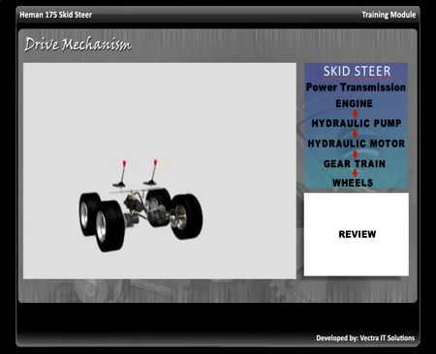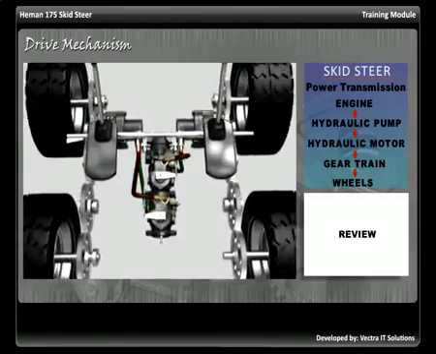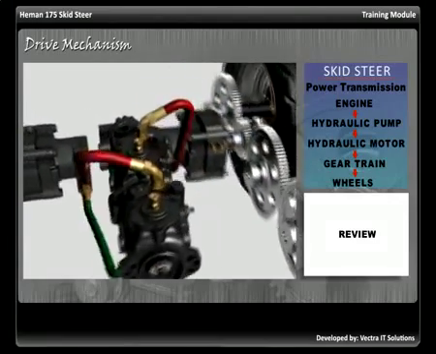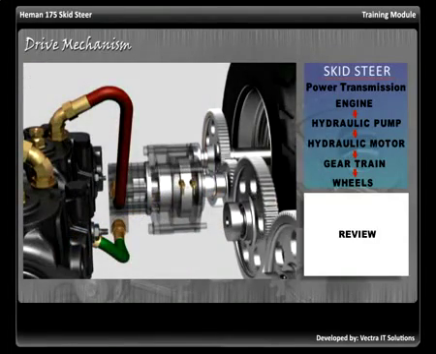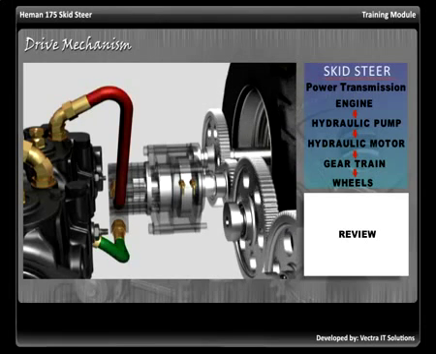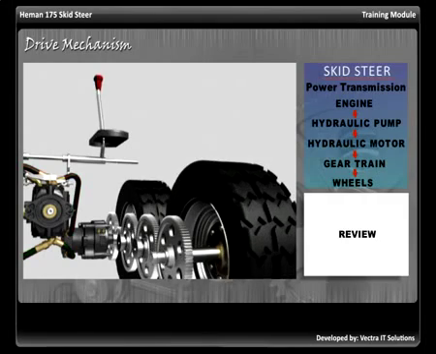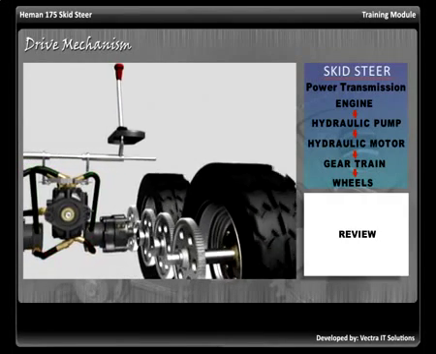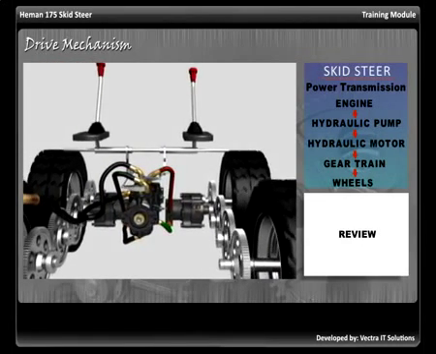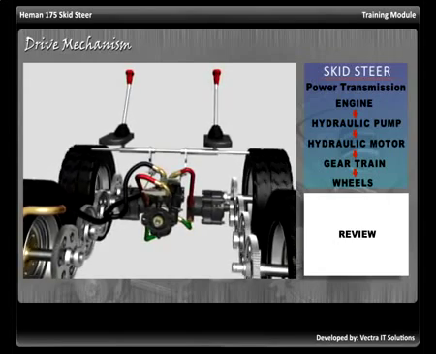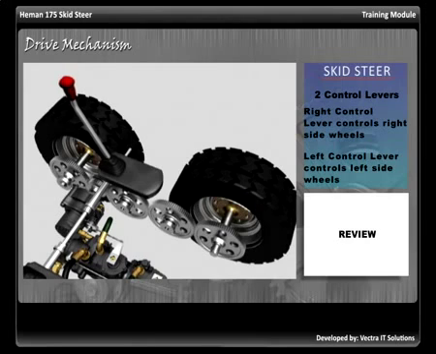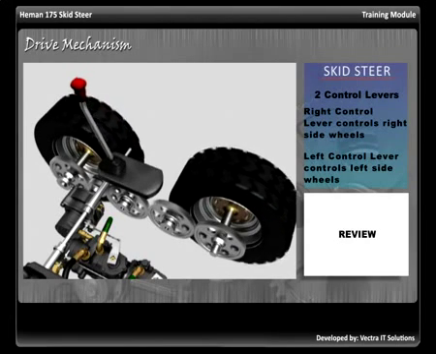We learnt that the drive mechanism in skid steer is powered by hydraulic pump, which pushes oil under high pressure to the hydraulic motors. The oil hits the gear teeth in the sealed casing of the motor, resulting in spinning of the motor. The spinning movement of the motor is transferred to the wheels through a gear train assembly. Hydraulic pressure to the motors is controlled by the control levers, which are controlled by the operator.